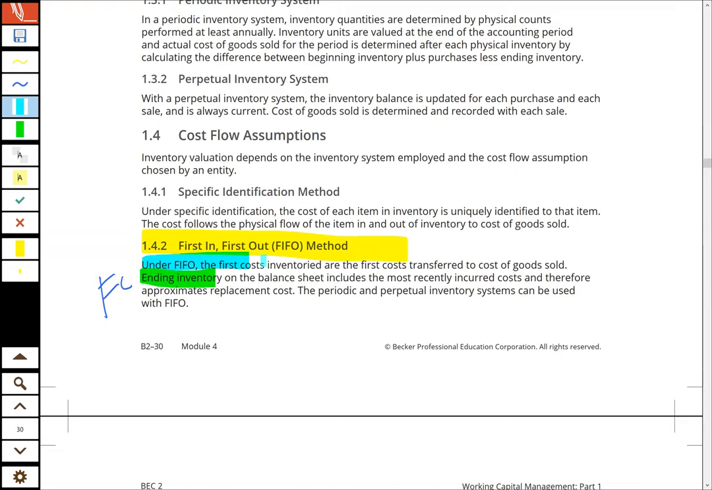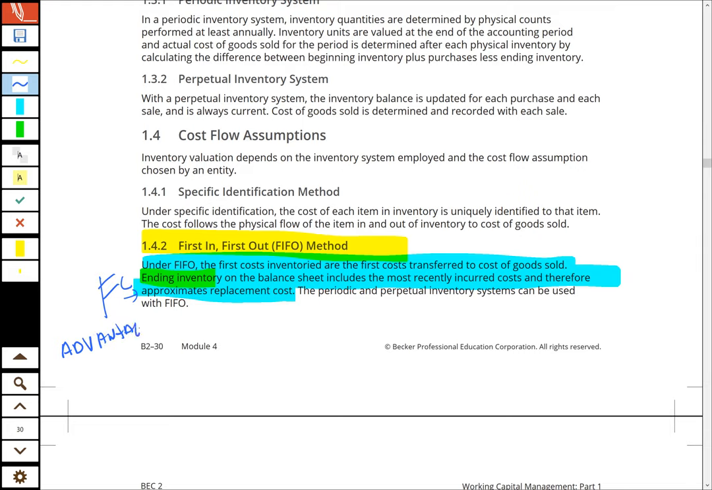Okay, guys, I'm going to slow down a little bit here. I think you know this, but I don't want to go too fast. Under first in, first out, what happens? The most recent items you purchased are still in ending inventory, whereas the things you bought earlier are the first things that are sold. That means ending inventory on the balance sheet includes the most recently incurred cost and therefore approximates replacement costs. So what I want you to do with that flashcard is list that as an advantage.